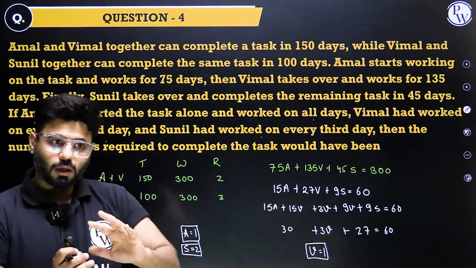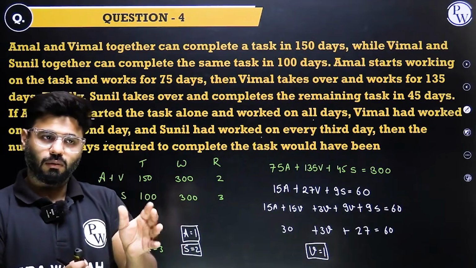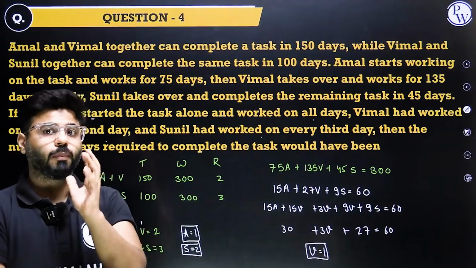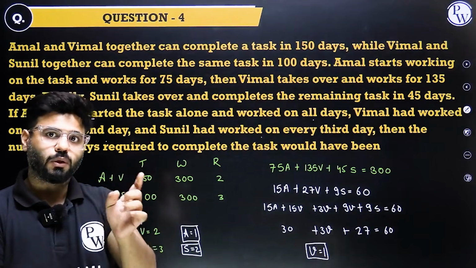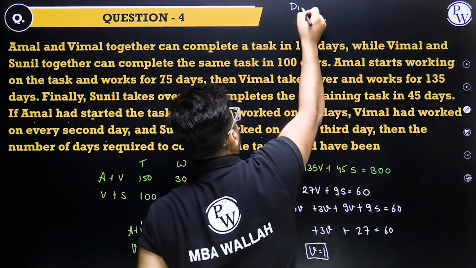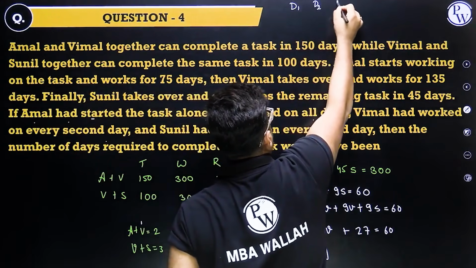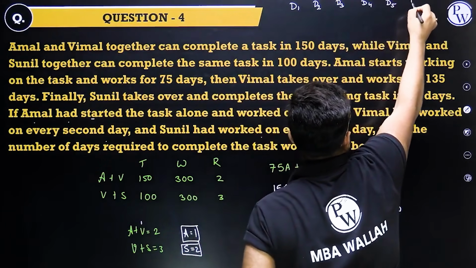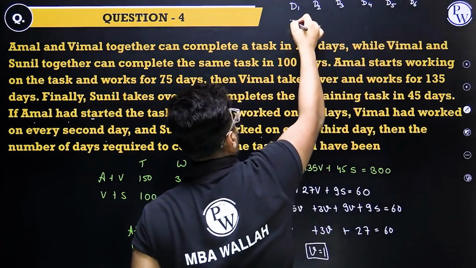So when a person comes after a certain time interval, 1 day, 2 day, 3 day, the cycle has to be of how many days? LCM of these frequencies, 1, 2, 3. It is going to be a 6-day cycle. Let's write down here day 1, day 2, day 3, day 4, day 5 and day 6. Amal is on every day.